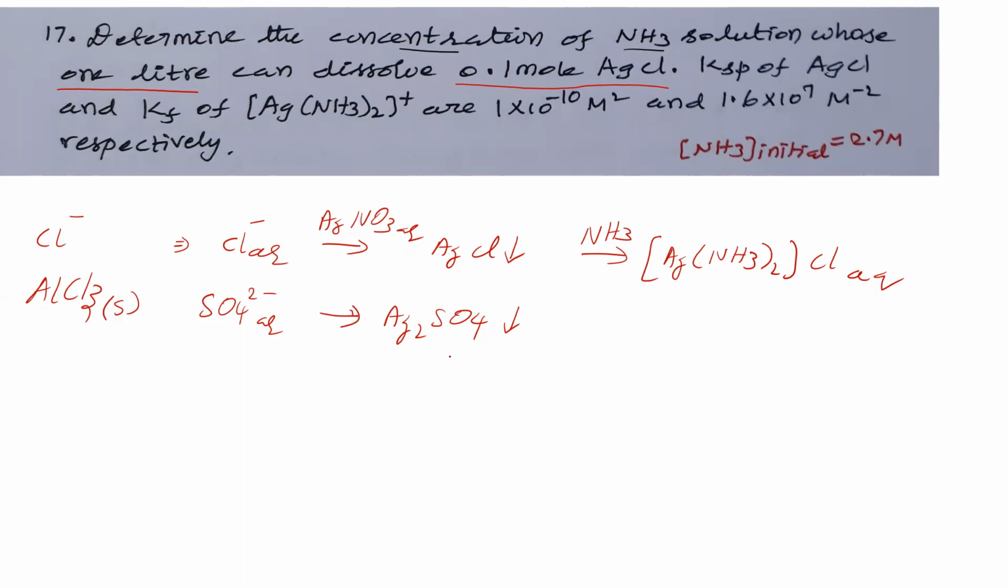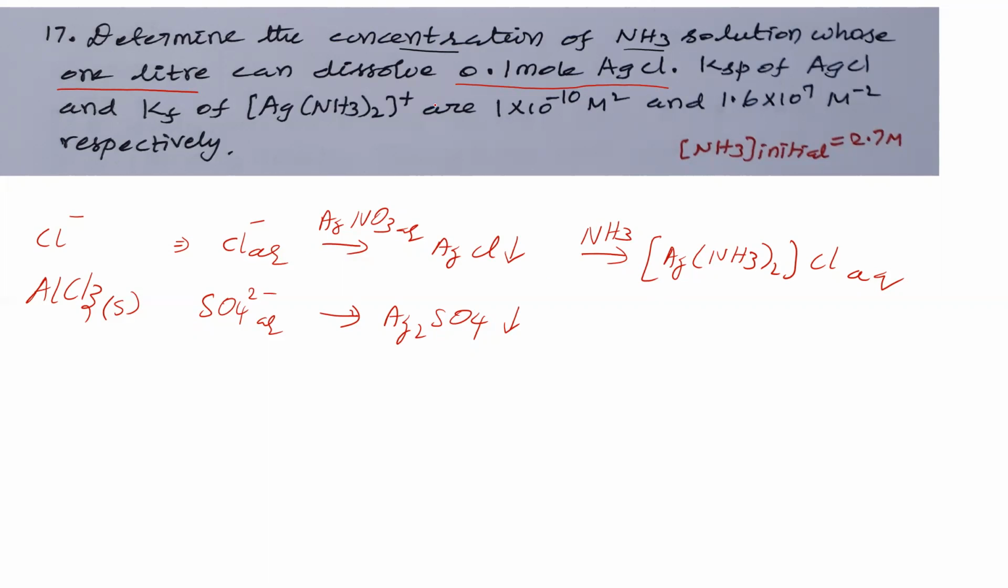But the silver sulfate white precipitate does not dissolve in ammonia solution. So from this we can confirm that the given salt contains chloride. If the white precipitate dissolves in ammonia, then we can say the given salt contains chloride. So like this we can do the experiment.